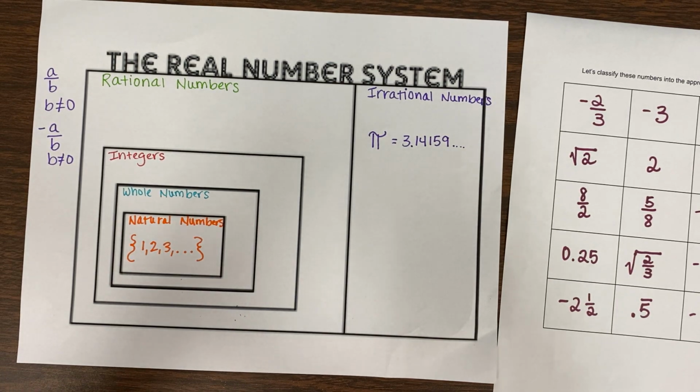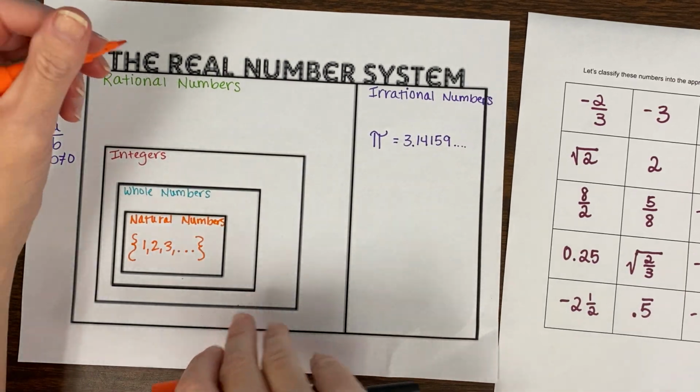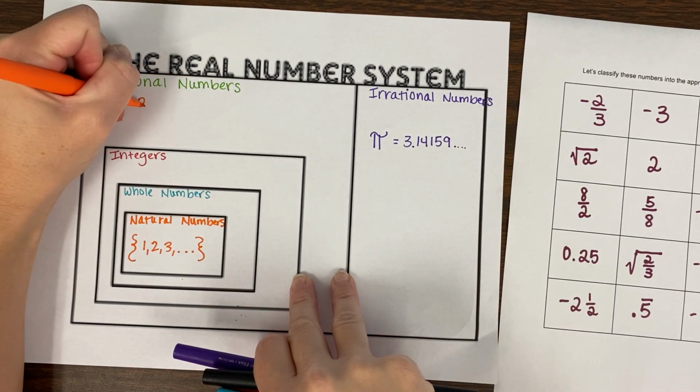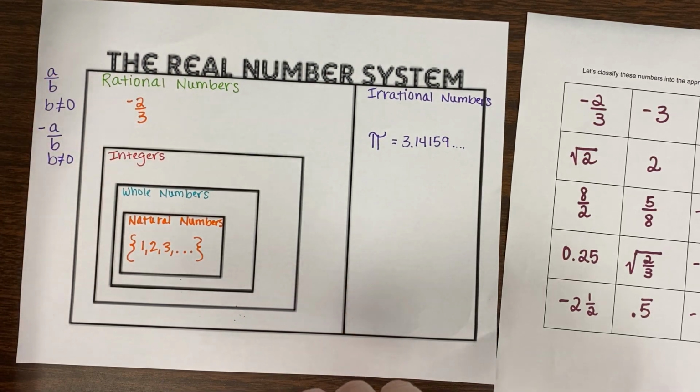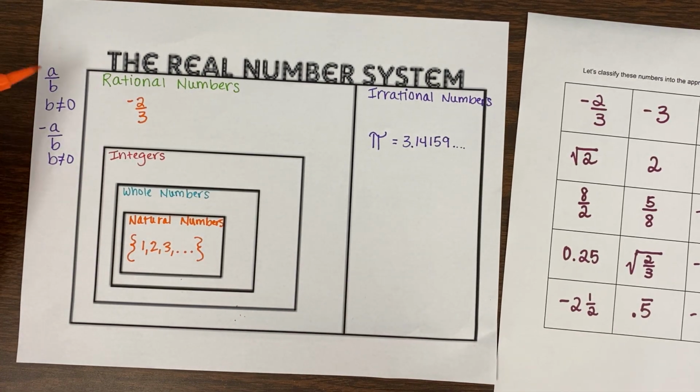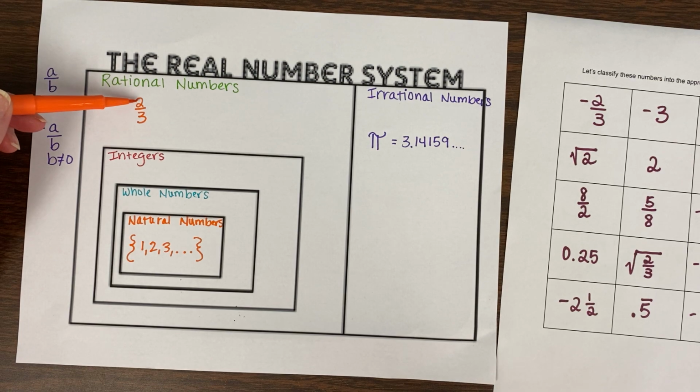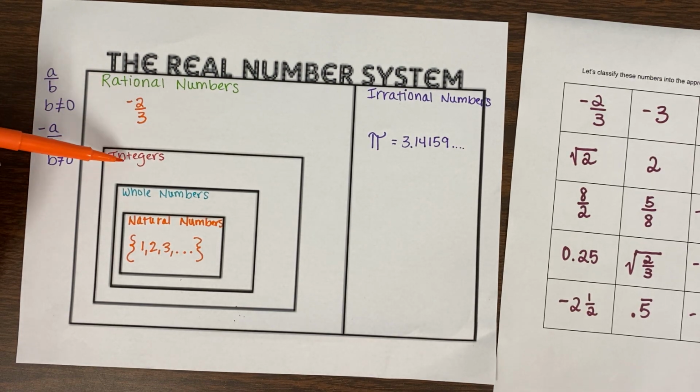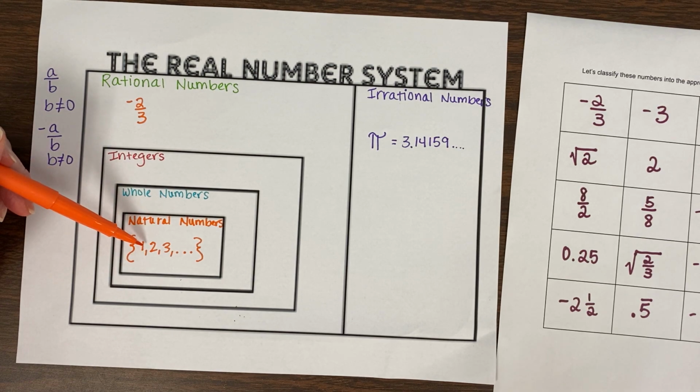Negative 2/3. Well, negative 2/3 is written already as a ratio, so it belongs, and my colors right now have no rhyme or reason, just making it look nice. Negative 2/3, it can be written obviously as a ratio, so it belongs there. It can't go into the integers. It's certainly not a whole number, and it's definitely not a natural number.